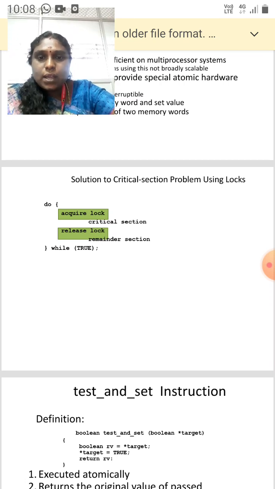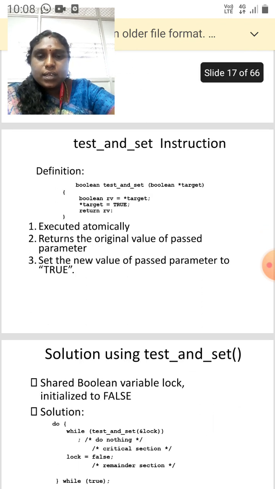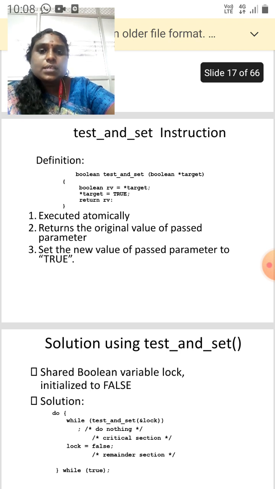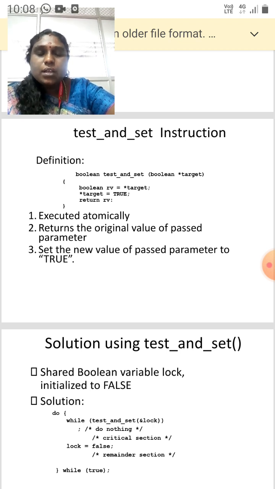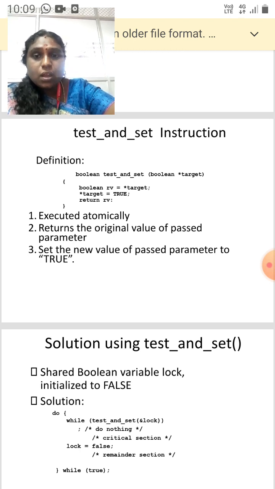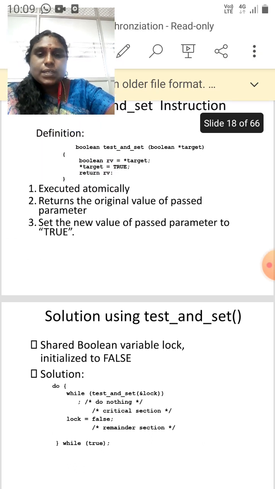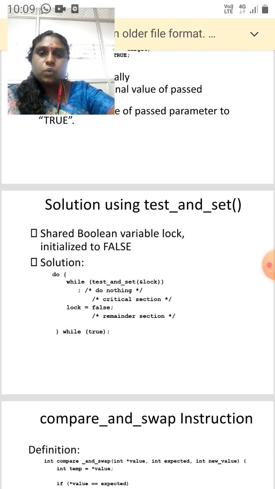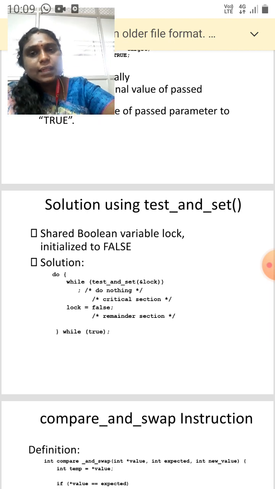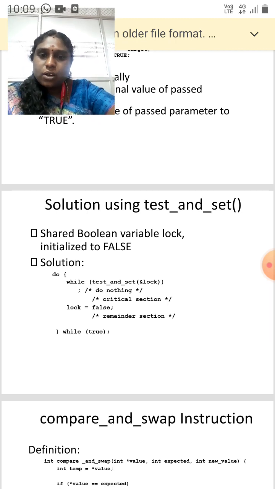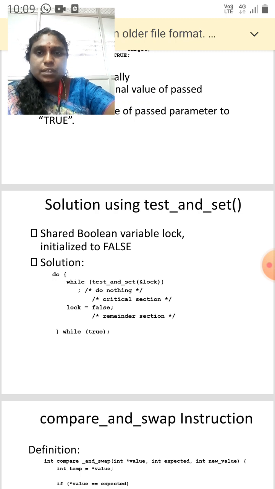A solution to the critical section problem using a lock: do acquire lock, critical section, release lock, remainder section, while true. The test_and_set instruction is defined with boolean test_and_set(boolean *target): it stores the original value in rv, sets target to true, and returns rv. It is executed atomically, returns the original value of the passed parameter, and sets the new value of the passed parameter to true. The solution using test_and_set is to share a boolean variable lock, initialized to false, and do while test_and_set(&lock); critical section; lock = false; remainder section, while true.